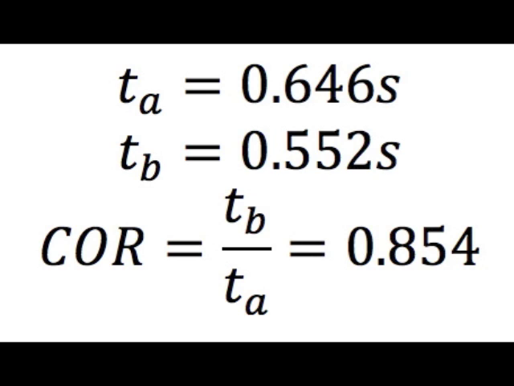The 2 times given by the app are shown here, and the ratio gives us the coefficient of restitution as approximately 0.854. This compares favorably with a value found by measuring the height of the first bounce, which is a lot less accurate because it's difficult to measure accurately how high the second bounce is.